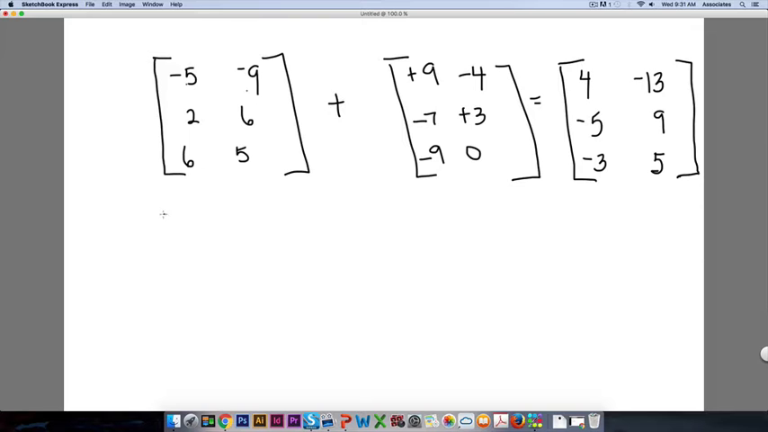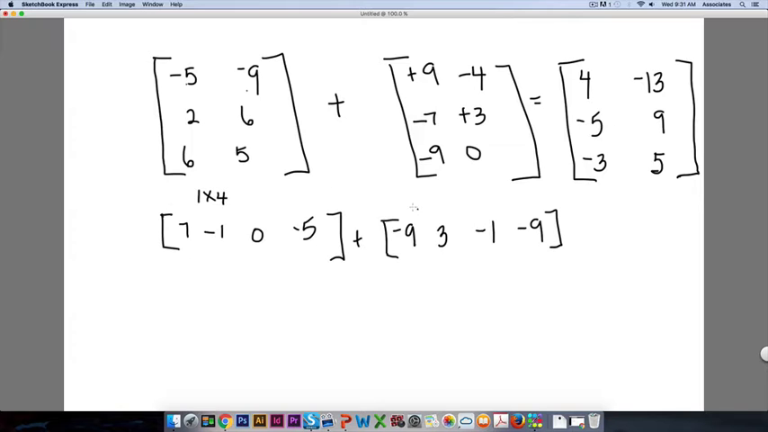Number 2 had only 1 row. It was 7, -1, 0, and -5. And I wanted to add to that the matrix -9, 3, -1, and -9. Now this is a 1 by 4 matrix. This is a 1 by 4 matrix, so I can add them. So 7 plus negative 9 gave me negative 2. Negative 1 plus 3 gave me positive 2. 0 plus negative 1 gave me negative 1. And negative 5 plus negative 9 gives me negative 14.